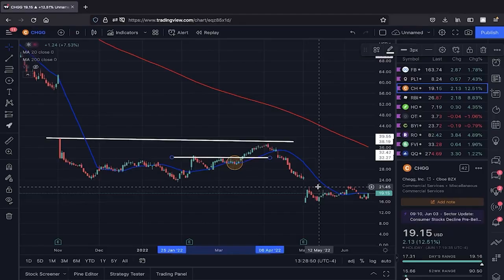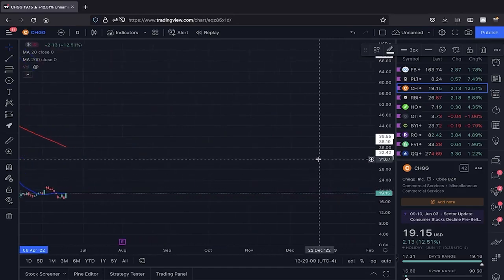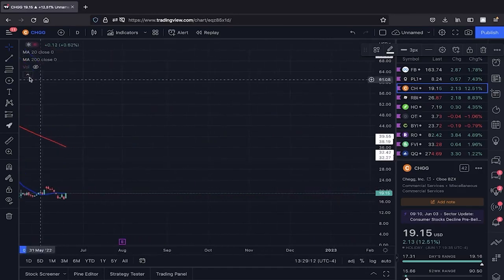You don't want there to be tons of resistance above because the likelihood of the trade actually working out in your favor is a lot lower. Resistance is going to stop the stock. It's going to stand in the way of the stock really continuing higher, right? And that's why I personally like trades that are going into all-time highs, right?